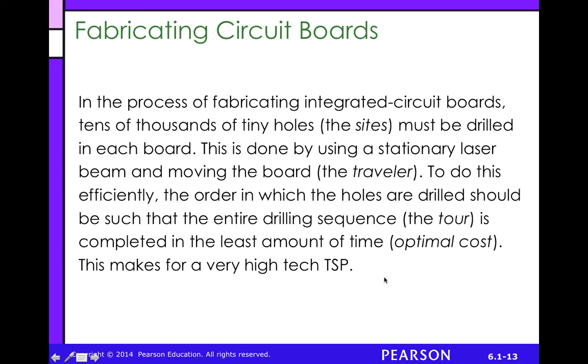This is a very difficult traveling salesman problem to solve because there are tens of thousands of sites. But anyway, drilling holes in a circuit board is a traveling salesman problem. And again, this is an important problem because if you are a company that's in charge of making these circuit boards, the faster you can make them, the more profitable you will be. So you really need to take time to think about how you are going to plan your route through these tens of thousands of holes in an efficient manner.